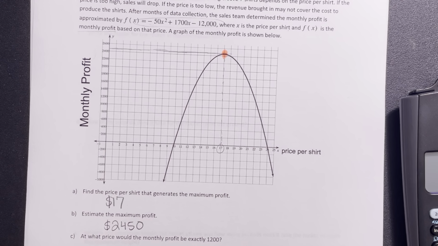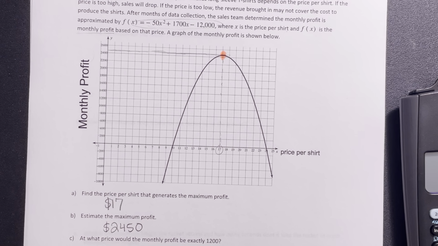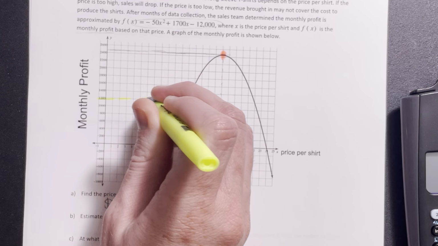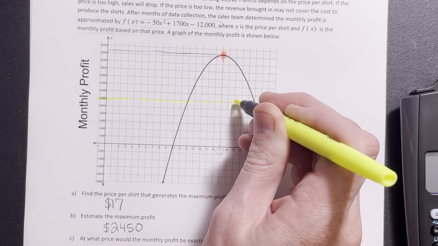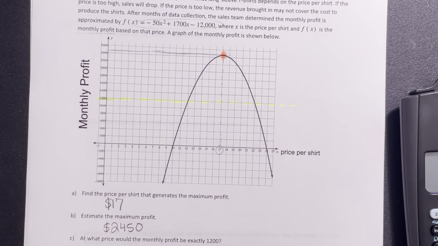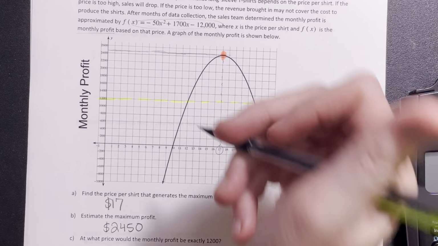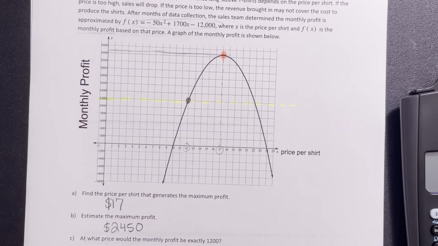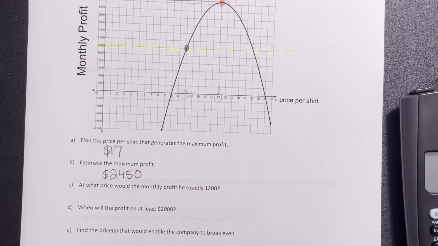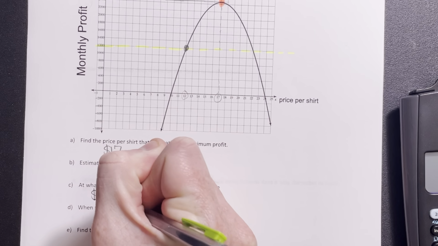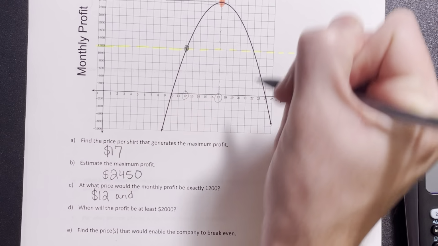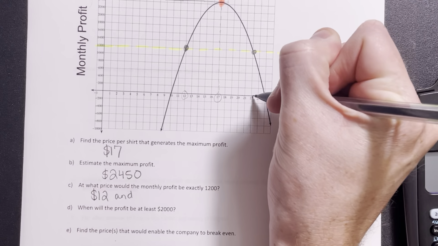In part C, we want to know at what price the monthly profit would be exactly 1,200. I'm going to find 1,200 and then look to see where the graph or the function hits that value. And it happens twice. So it happens once when the input is 12. So this would mean at $12, the profit would be exactly 1,200. And it hits again over here at $22.